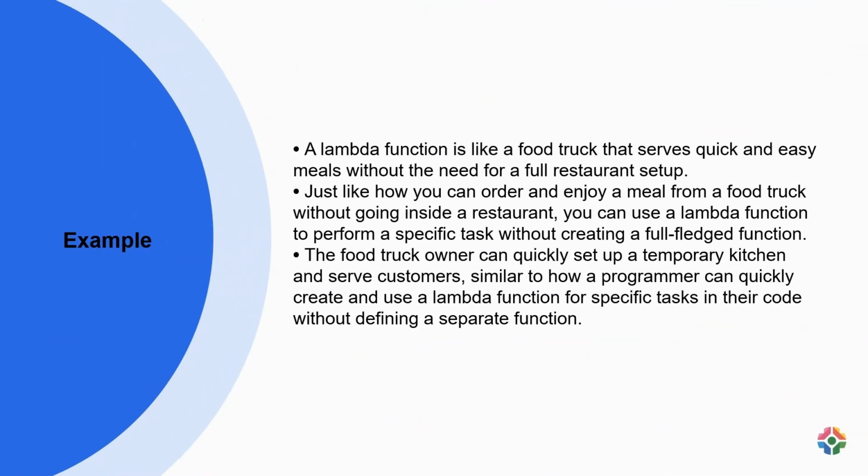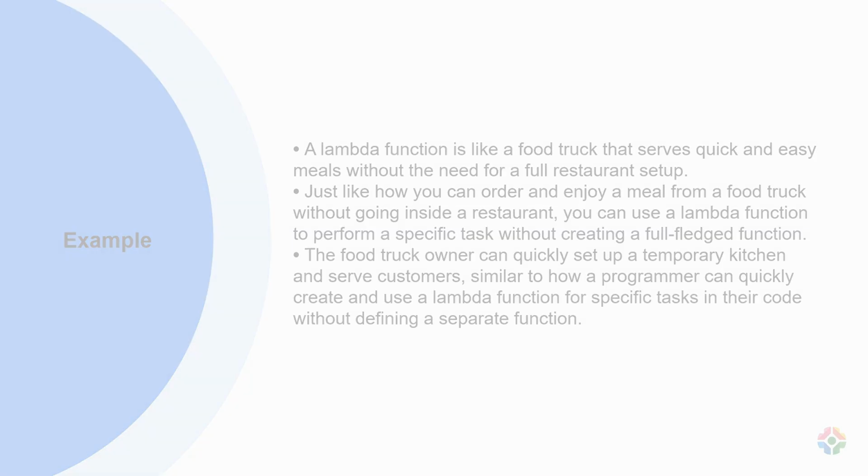A lambda function is like a food truck that serves quick and easy meals without the need for a full restaurant setup. Just like how you can order and enjoy a meal from a food truck without going inside a restaurant, you can use a lambda function to perform a specific task without creating a full-fledged function. The food truck owner can quickly set up a temporary kitchen and serve customers, similar to how a programmer can quickly create and use a lambda function for specific tasks in their code without defining a separate function.